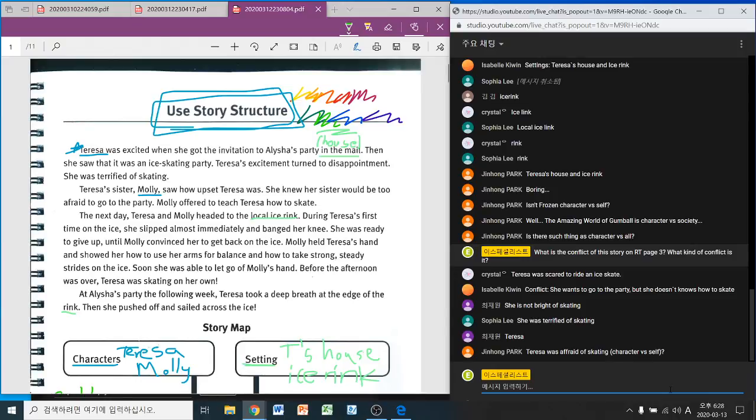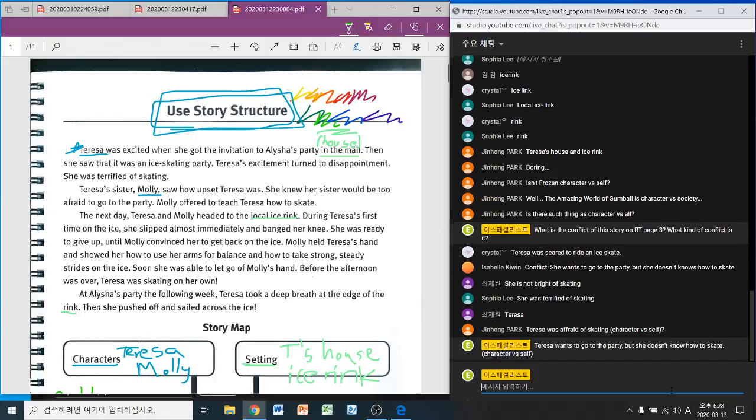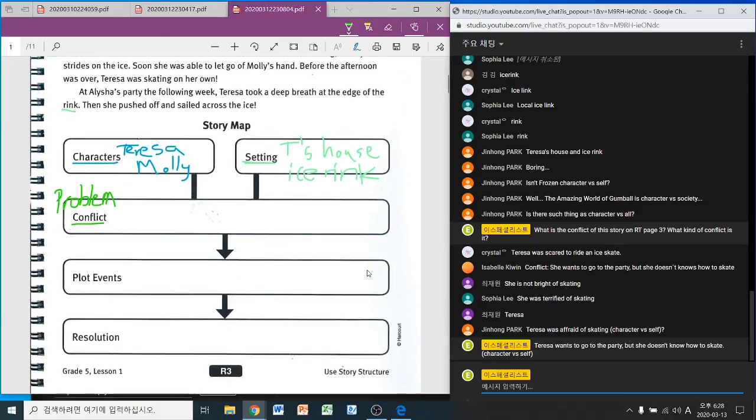All together, I will say like this. That's the final answer. Teresa wants to go to the party, but she doesn't know how to skate. And then we'll write in parentheses, character versus self. Okay, like this. So very good. Nice, nice, nice. Write that down.